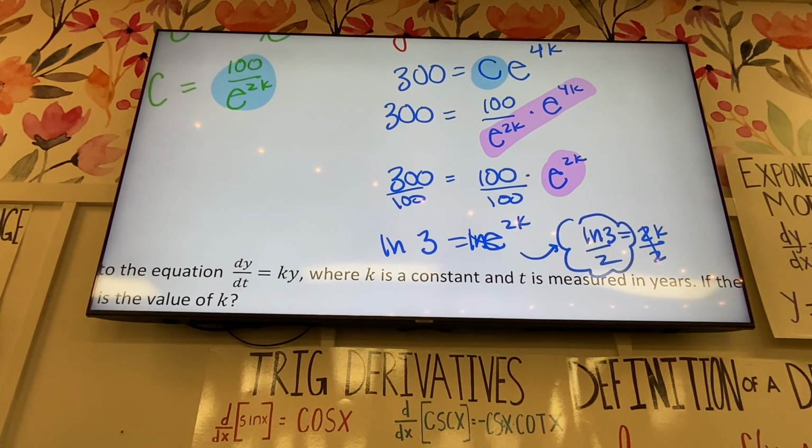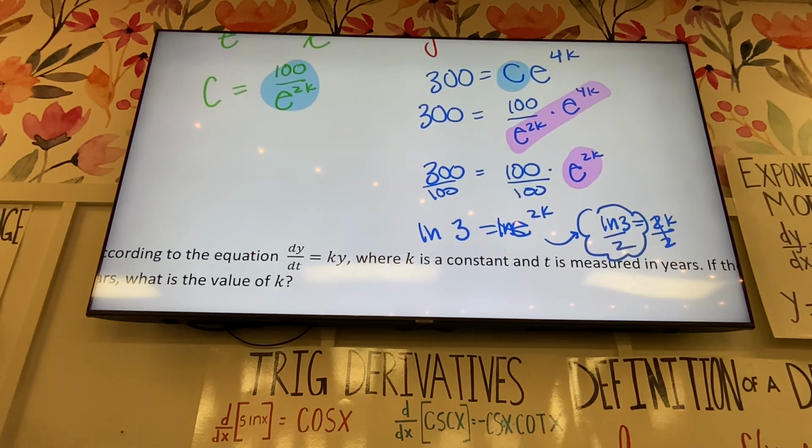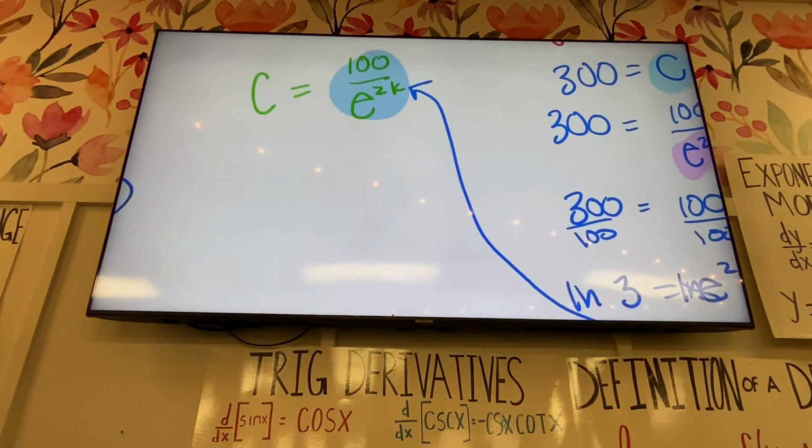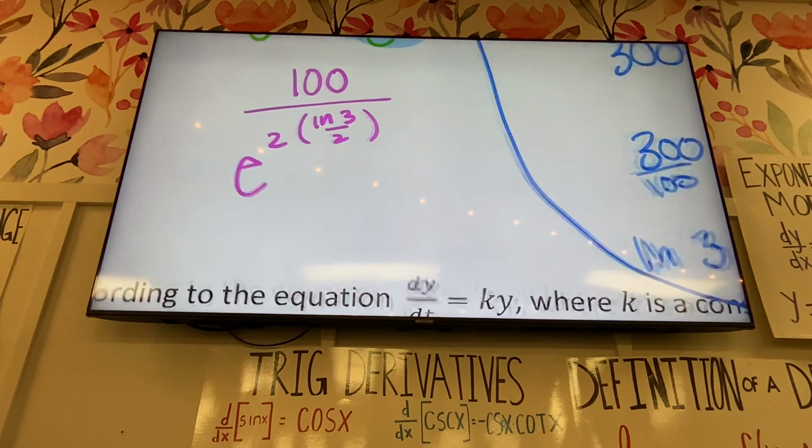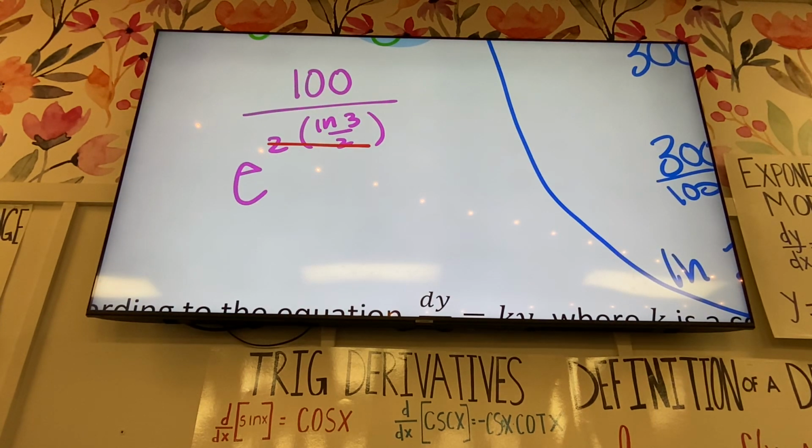Luckily, I have this other equation right here in green where I solved for C. So I'm going to take my k and plug it back in. You don't actually need a calculator for this. So this is going to be ln of 3 over 2. What's going to cancel? The 2s. And then you get 100 over e^(ln 3). And then what else cancels? The ln and the e. And so then you get 100 over 3 flies.